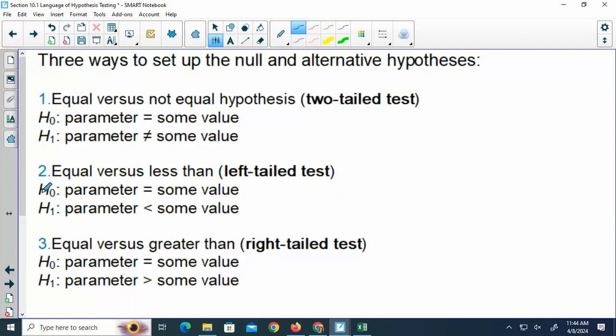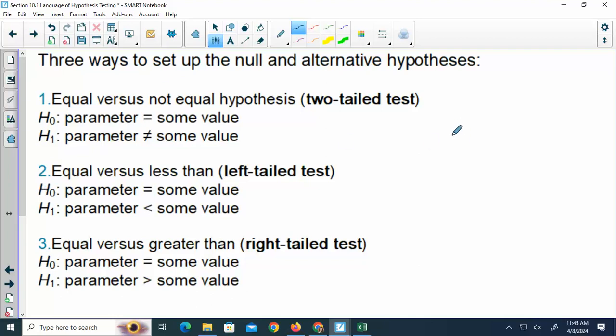All right, so there's 3 different possibilities for how to set it up. The null is the same every time. The null is always going to be that our parameter is just the variable we're testing, so either like a mean or a proportion, something like that. Then our alternative, we can say it's less than that amount, it's greater than that amount, or it's not equal to that amount. So the alternative is the only difference.